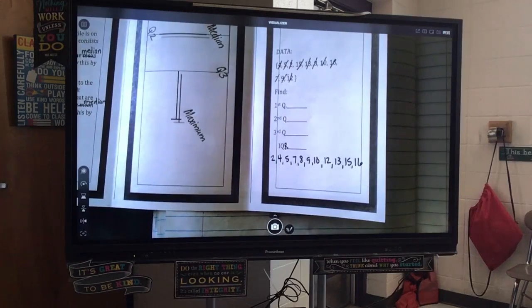Okay? Now, looking at our data set, what would be the best interval for our number line? What would make the most sense, looking at our numbers? Michaela? By twos? No.